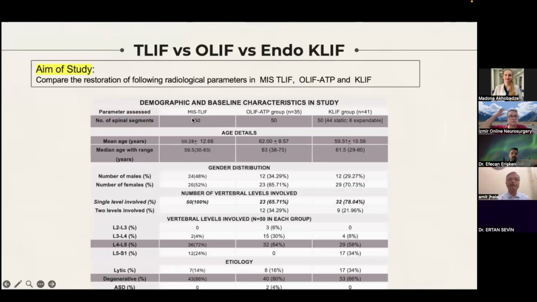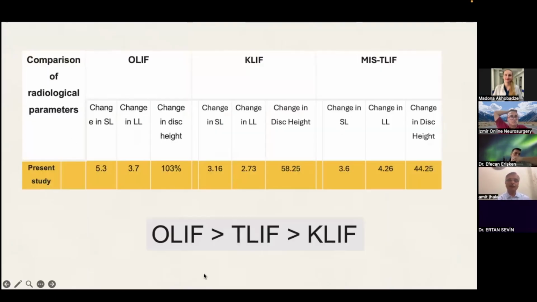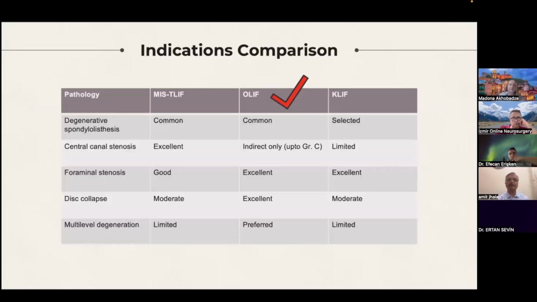And then we started comparing the TLIF, OLIF, and endo-KLIF. We had 50 segments of MIS TLIF, 50 segments of OLIF, and 50 segments of KLIF. And we could find out that, of course, in this also, OLIF was better compared to the TLIF and the KLIF. So for all these parameters, when to do which procedure, that's how we came to this algorithm, which I'm going to share as the last part of the talk.